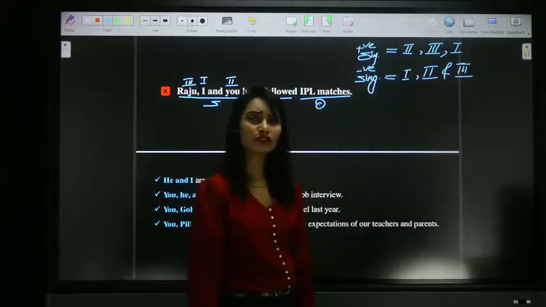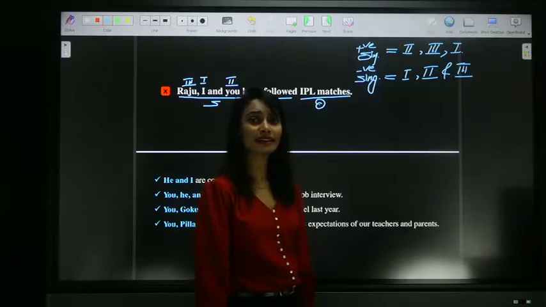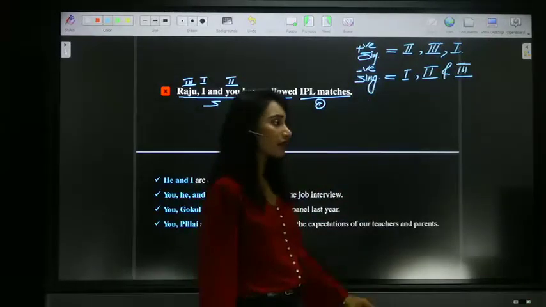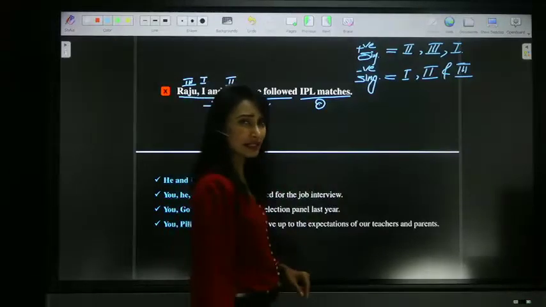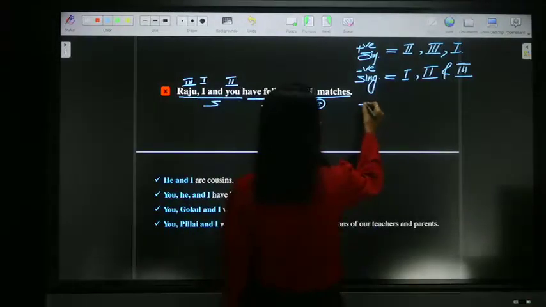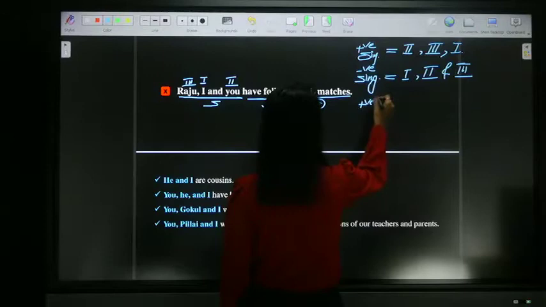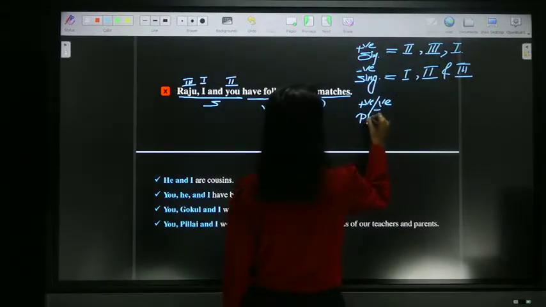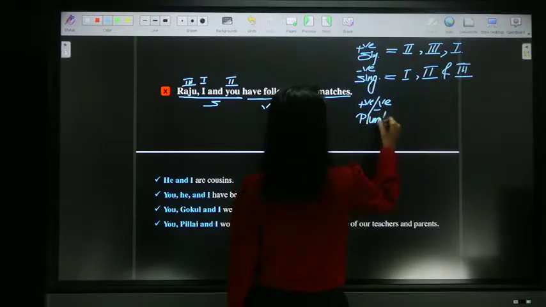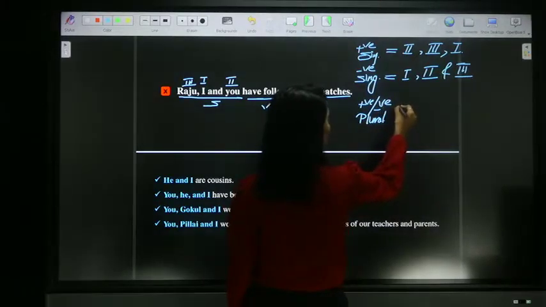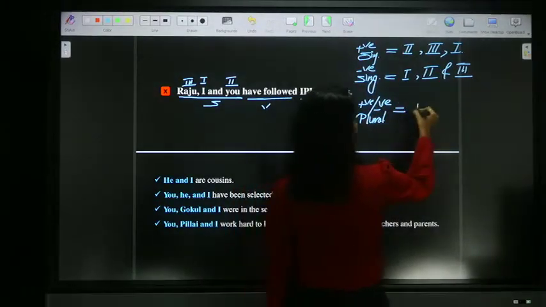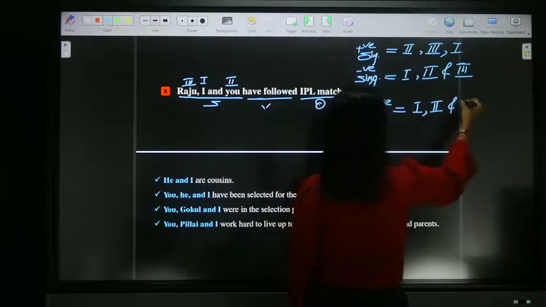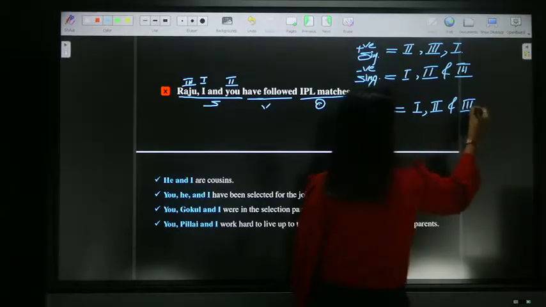What if the pronouns are in plural? Here we have taken singular pronouns. What if the pronouns are in plural sense? For plural, for both positive and negative, the order is first person, second person, and third person.